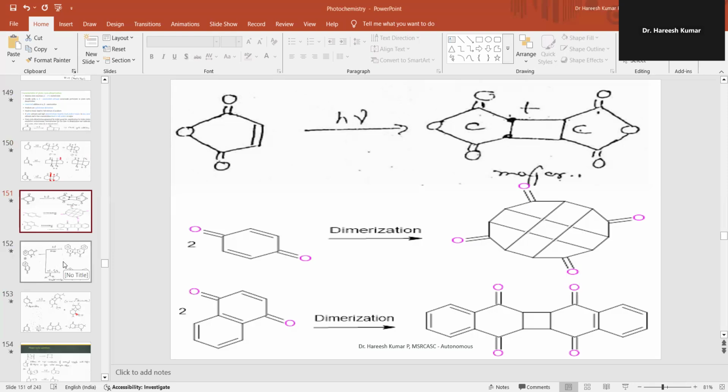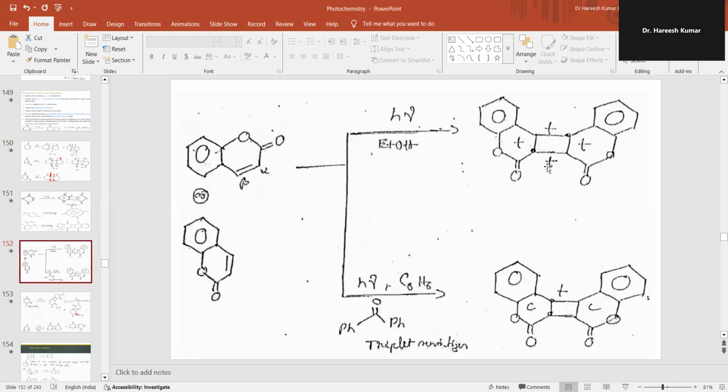Next, I'm taking a six-membered ring cyclization one. Six-membered ring cyclizations give a trans ring junction. This is the trans ring junction. This is the trans ring junction. That means an alpha beta unsaturated six-membered one will give you the trans ring junction. This is also a six-membered one, so it will give you the cis ring junction.